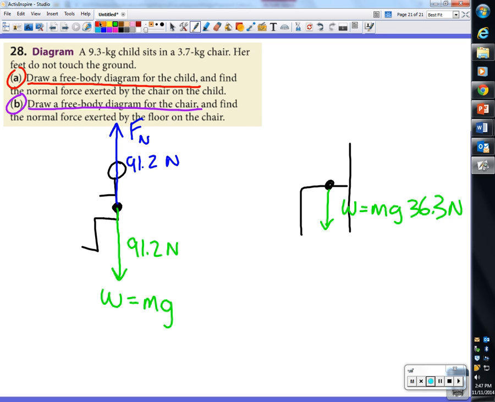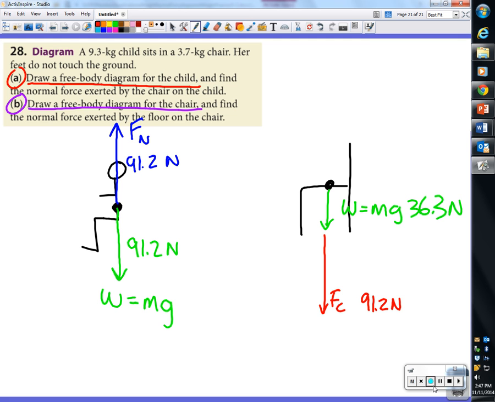That force is also going to be in this direction because the kid is on top of the chair, the force pulling down. I'm going to call this F sub C for force of the child. And it's being caused by gravity pulling on the child, so how big is that force going to be? It's going to be 91.2. Does that make sense?